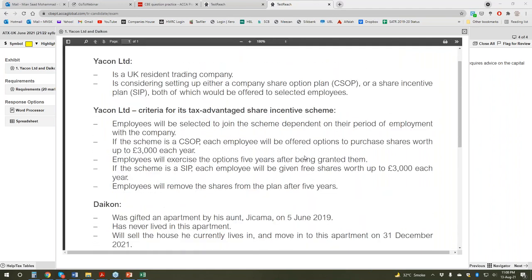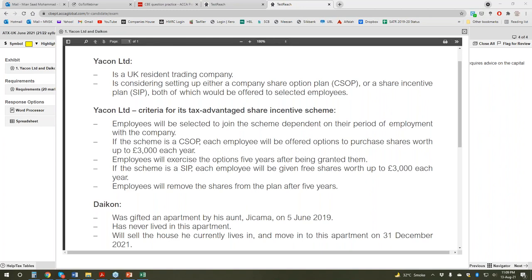Now let's talk about the wise criteria. The first is the ability to select the employees. Obviously, we will tell him that the freedom that he's after, he is going to have it in CSOP, that he will be free to select whatever employees he wishes to include in the scheme. Then he has asked us about the value. So I will tell him that in CSOP, the maximum value of shares that one can grant to each employee is 30,000. However, as compared to the SIP, the maximum shares that one can give is 3,600 first, and then obviously the partnership shares and free matching shares.